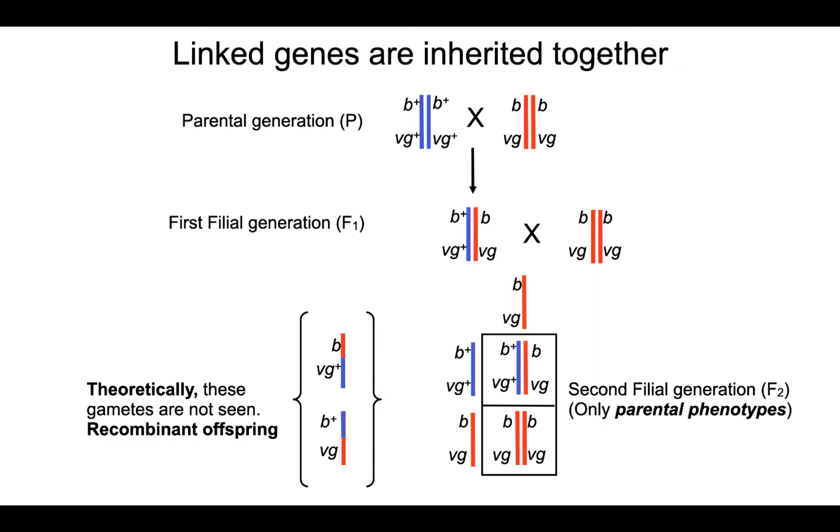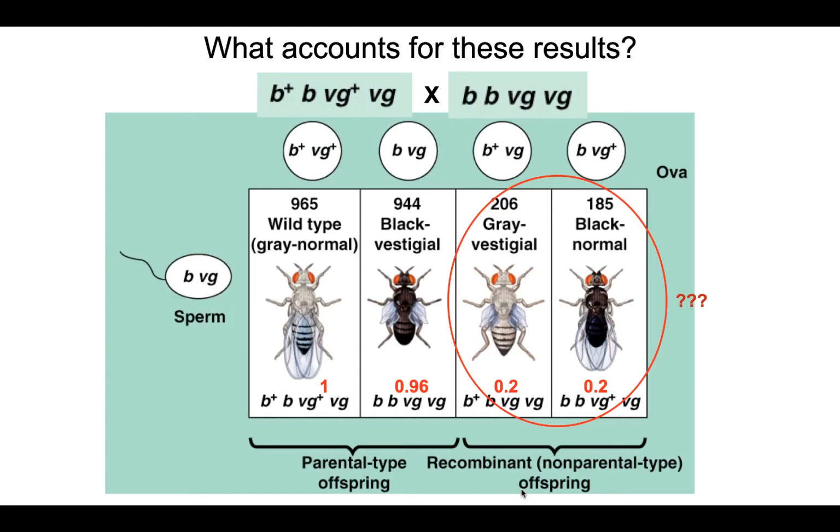But theoretically, because these genes are linked, we shouldn't see the recombination occurring. We shouldn't see a B VG plus or a B plus VG. And yet, look at that, we are seeing a VG plus B and a B plus VG. We are seeing recombinant offspring at very low frequencies, at much lower frequencies. So we know that the genes are linked.